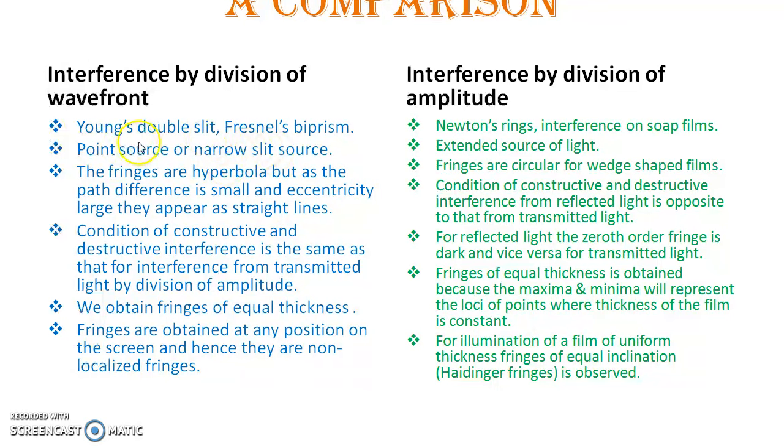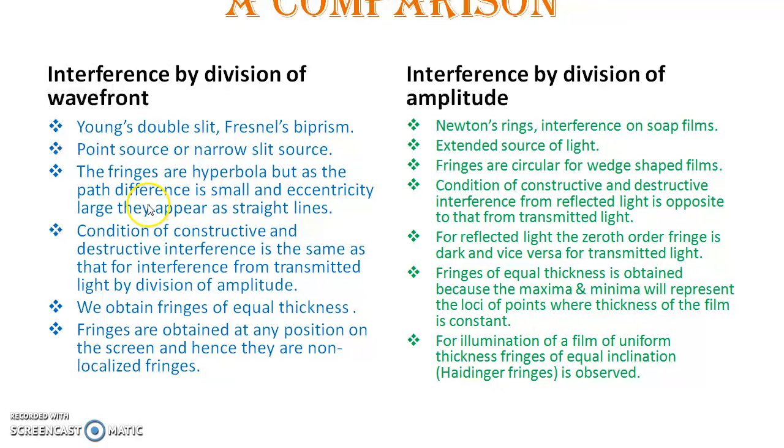There are a few such experiments, like Young's double slit and Fresnel biprism, by division of wavefront, whereas Newton's ring and all interference on thin films are by division of amplitude. We know that interference by division of wavefront is through a narrow source or a point slit source, a narrow slit source. Here it has to be essentially through extended sources.